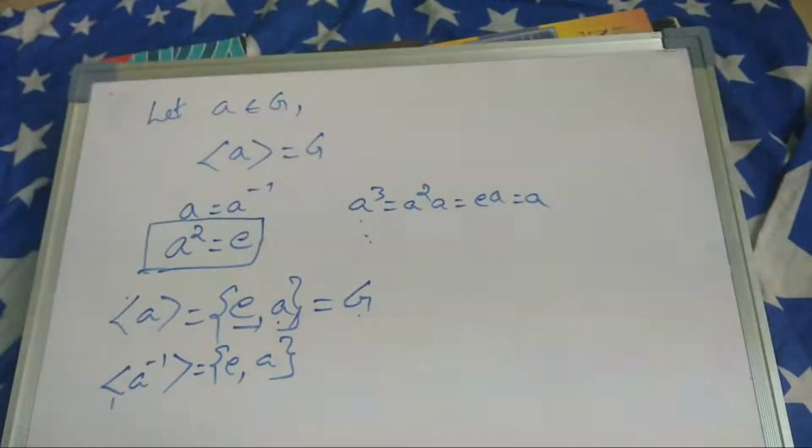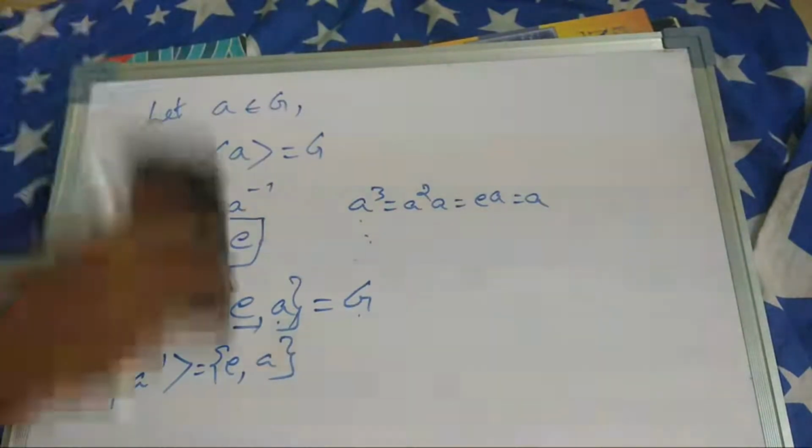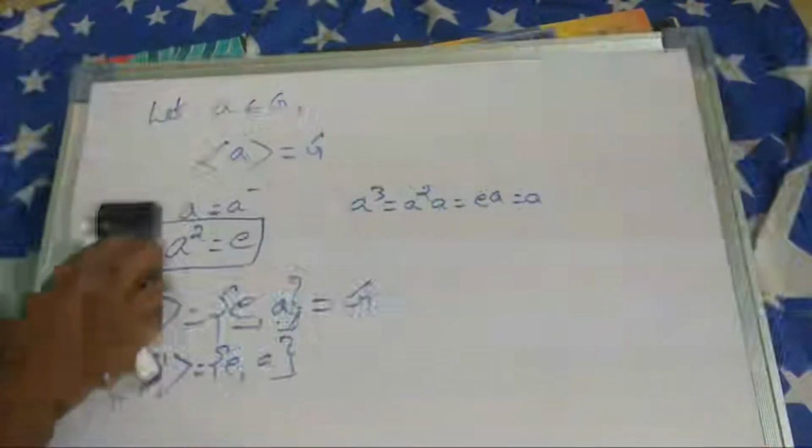Now, this happens only when A is equal to its inverse and not in any other case. So if we have any generator for a group where G has more than 2 elements, definitely it will have an even number of generators. So the result stated by Bijal can be stated as follows.